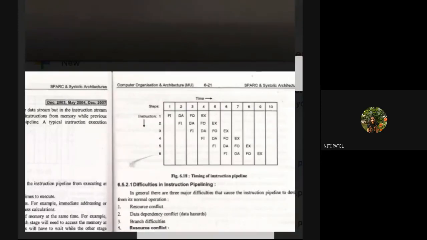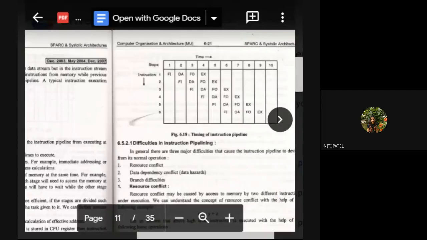When I'm decoding the first instruction, at the same time I can fetch the second instruction also. When I am fetching the operand of the first instruction, I can decode the second instruction. When I'm executing the first instruction, I can fetch the operand of the second instruction, and then I can execute the second instruction. Again, when I'm decoding the second instruction, I can fetch the third instruction. When I'm fetching the operand of the second instruction, I can decode the third instruction. So this is how you can achieve pipelining by using different time slots.